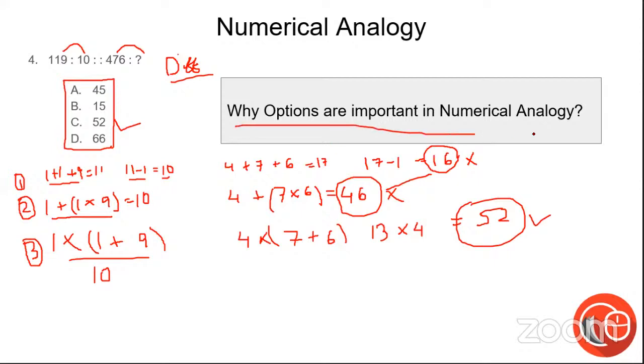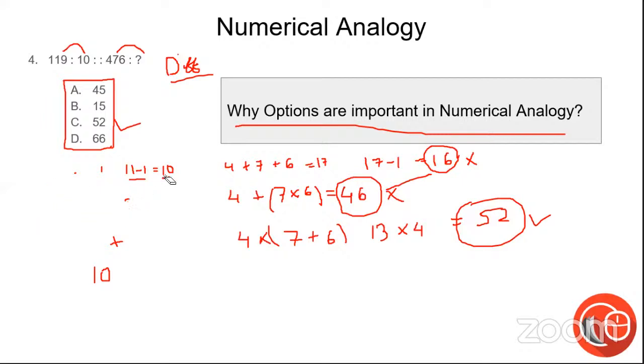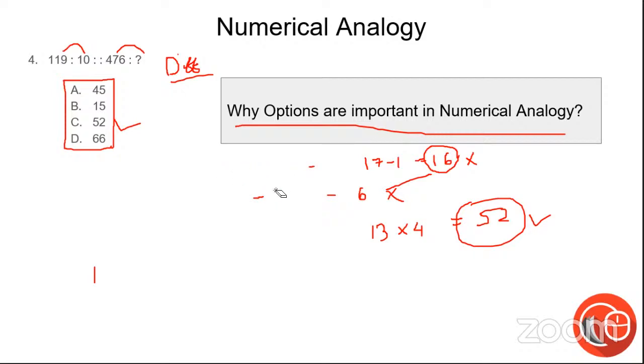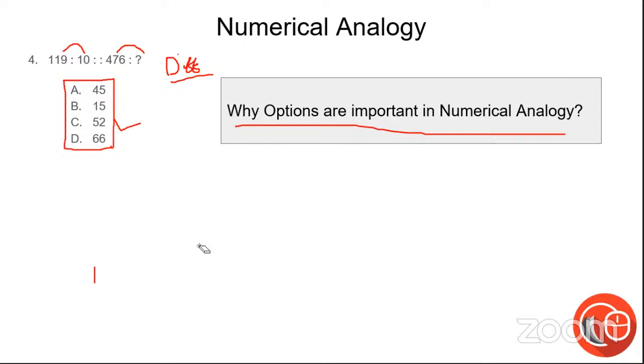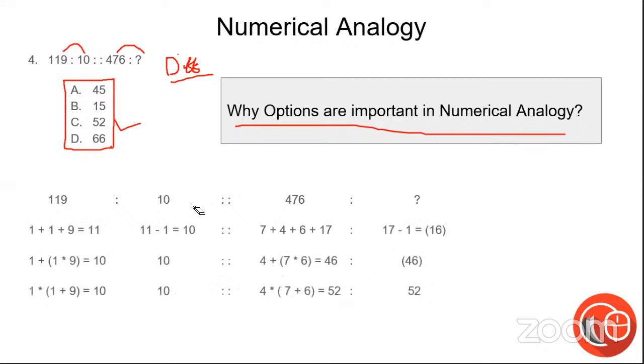Options are very important in numerical analogy. You cannot say which one is the correct answer unless you look at the options. Let me erase this and we'll move on to the next question. So this was the logic. If some of you didn't understand, this was the logic.